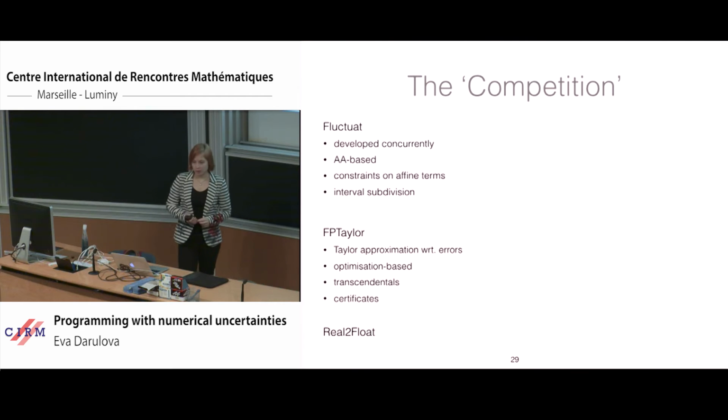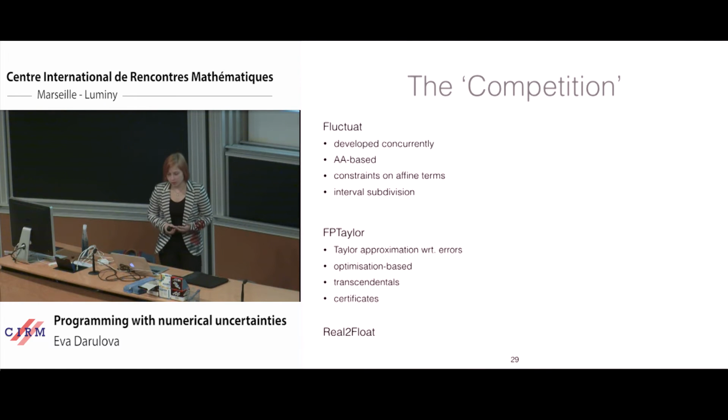Okay, so we're not the only ones that have looked at this problem. More or less concurrently with us, Fluctuat was developed, which is mostly affine arithmetic based, and they treat the over approximations by adding constraints on the affine terms and by using interval subdivision. As I said before, this may not work immediately when you're considering fixed point arithmetic.